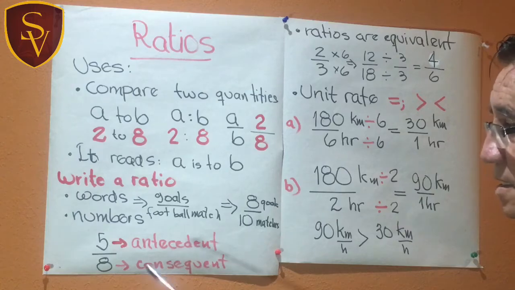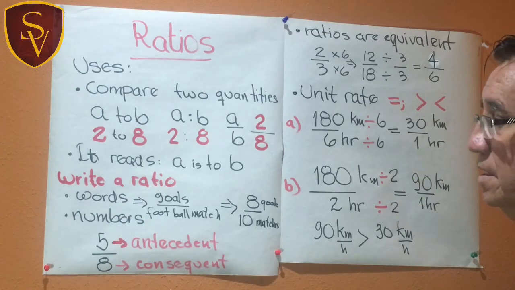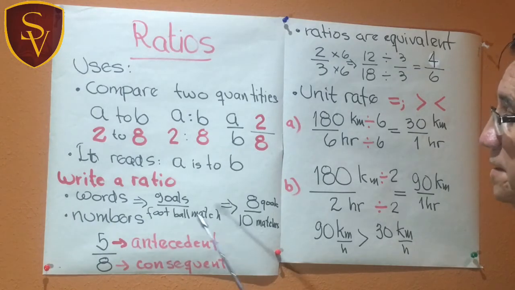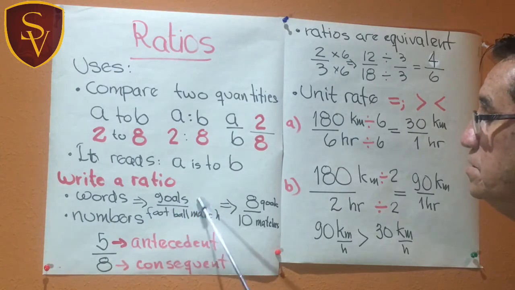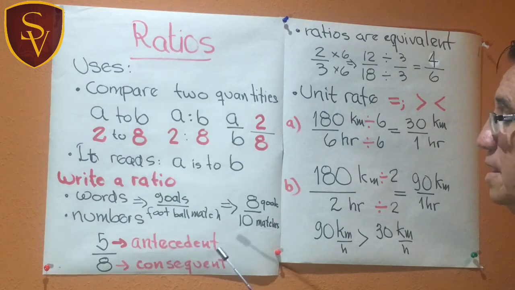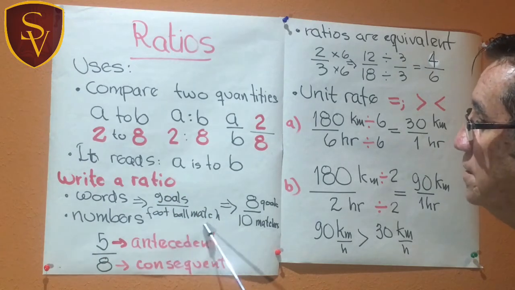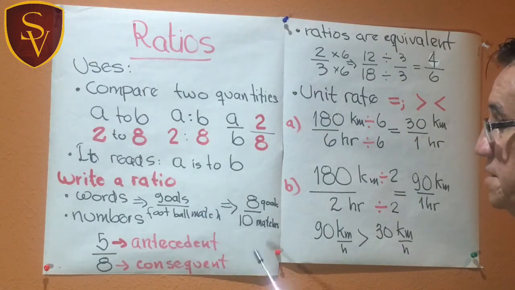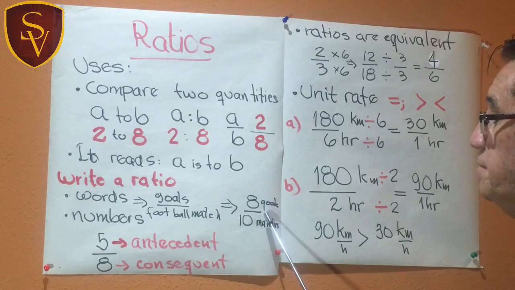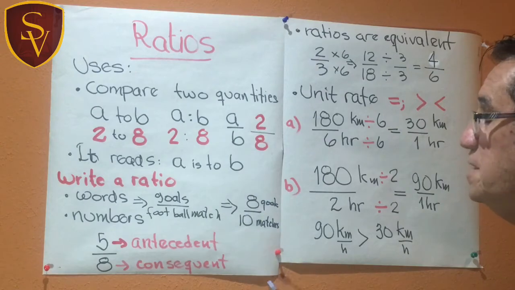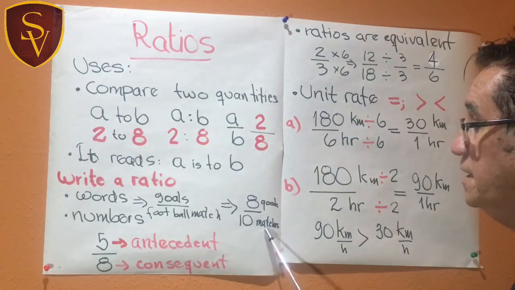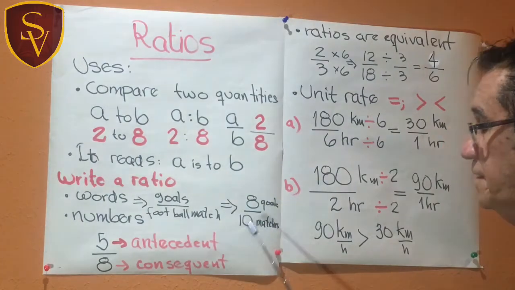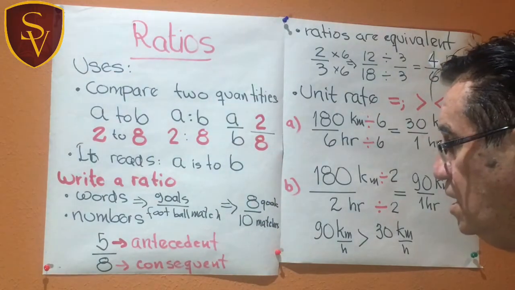Well, how do we write a ratio? A ratio could be written in words, like how many goals a team makes in a football match. This is a rate that tells us that this team makes 8 goals in 10 games. So it's showing us a comparison of effectivity.